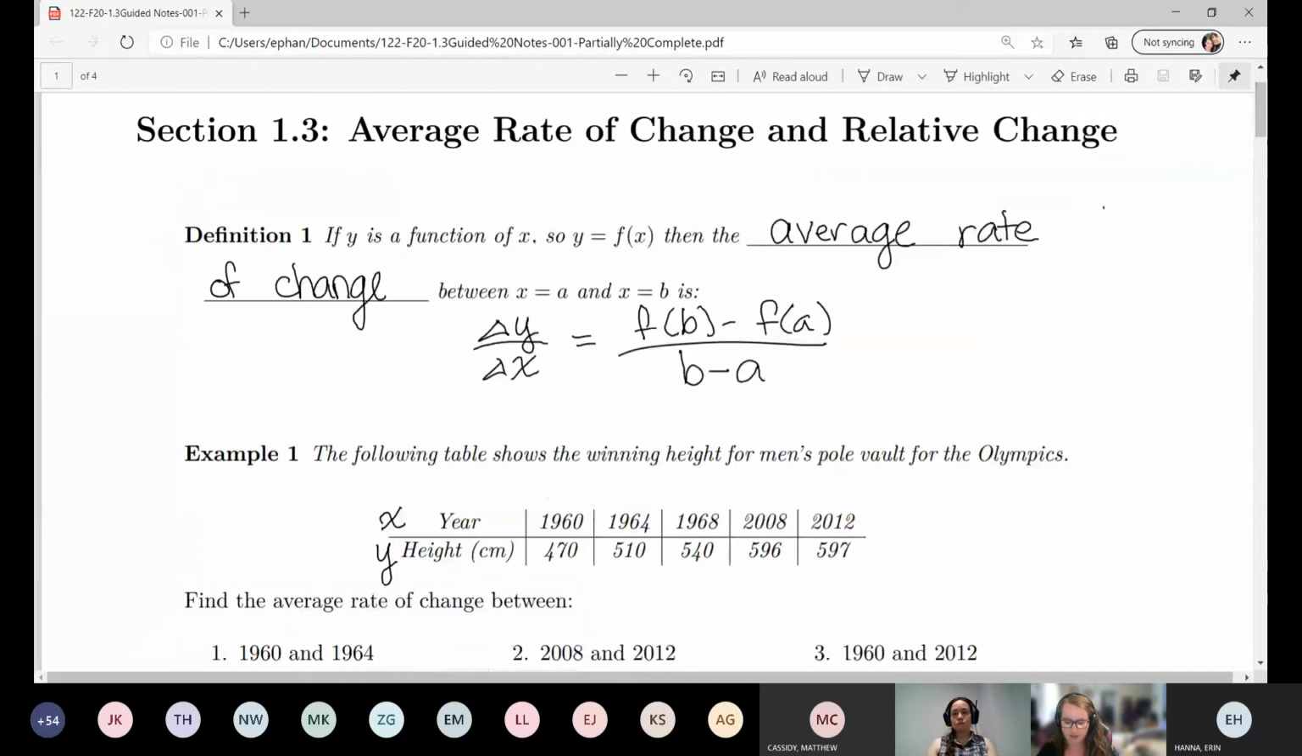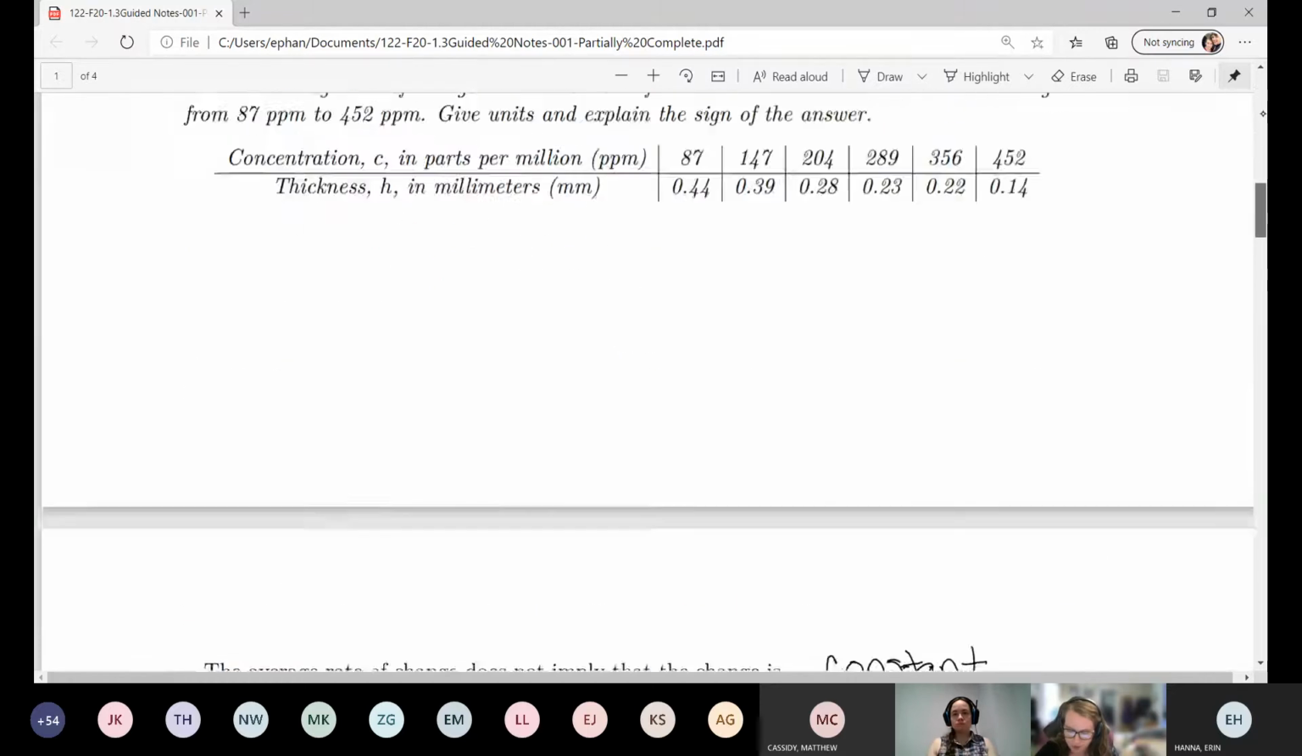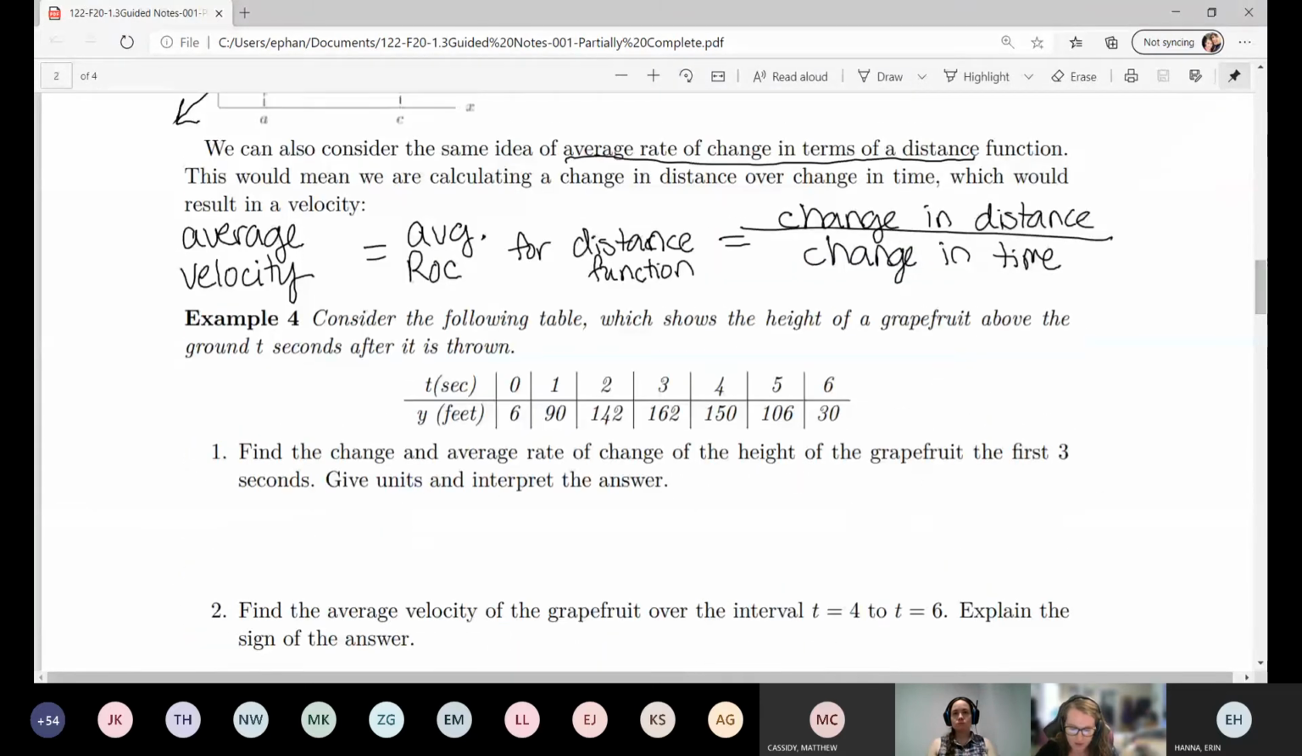So a reminder, we talked about the average rate of change, which was f of b minus f of a over b minus a, which is suspiciously like slope because it is a slope. We also talked about how the verbiage average velocity is exactly average rate of change, just in the specific situation of a distance function. So let's go ahead and start here at example 4.